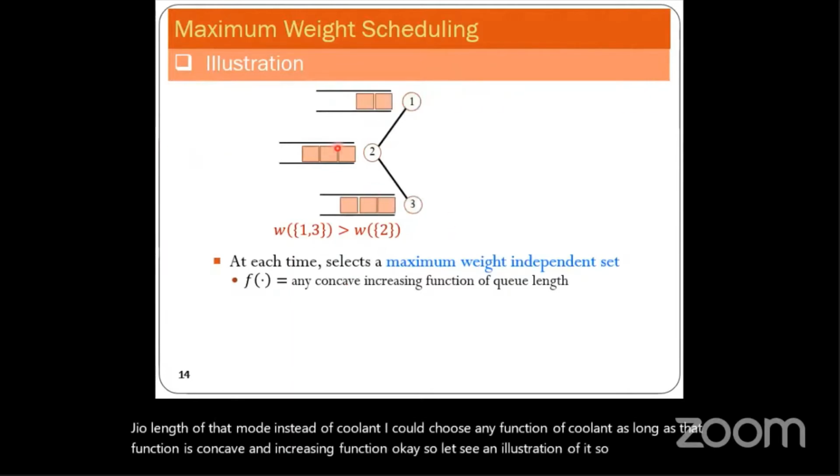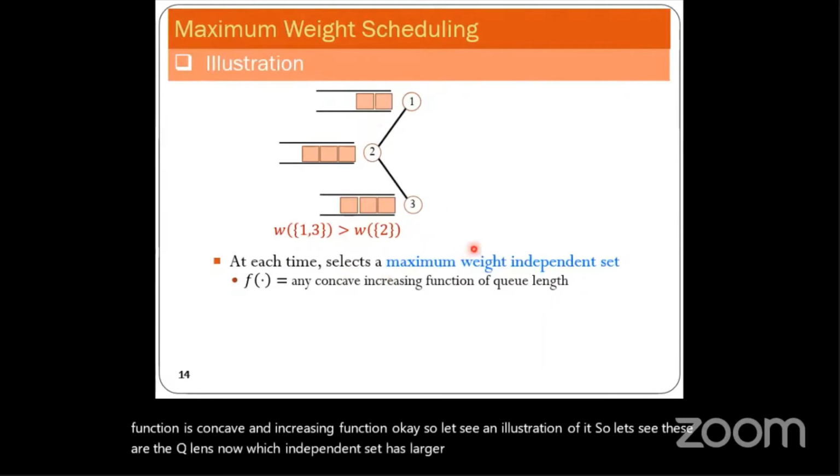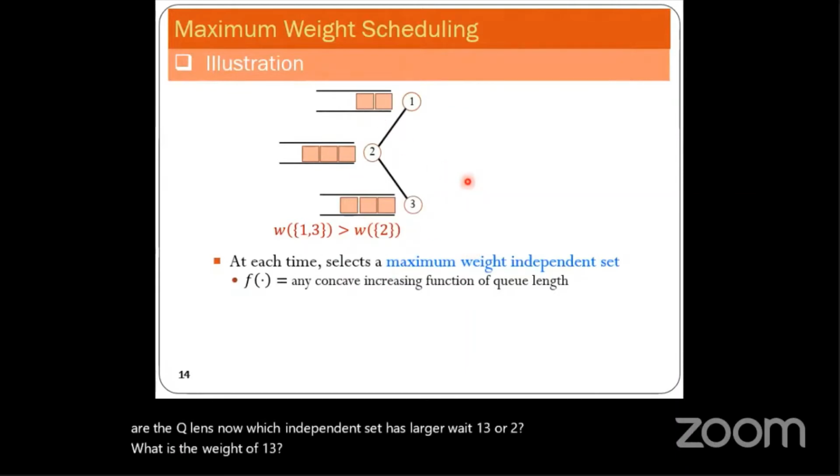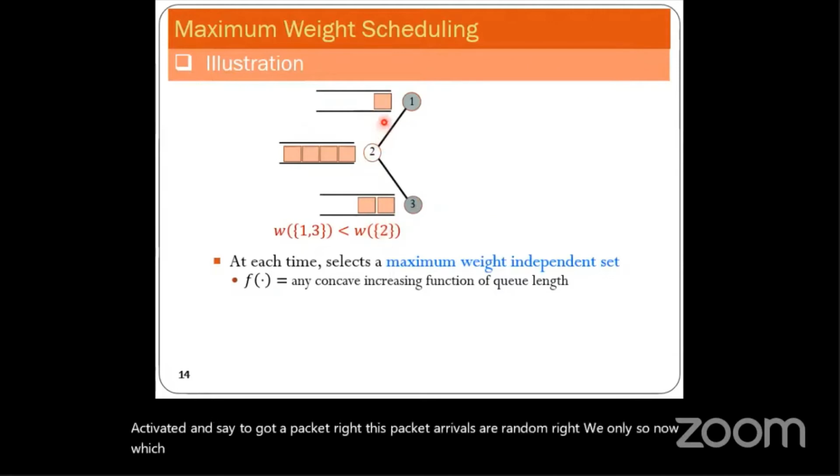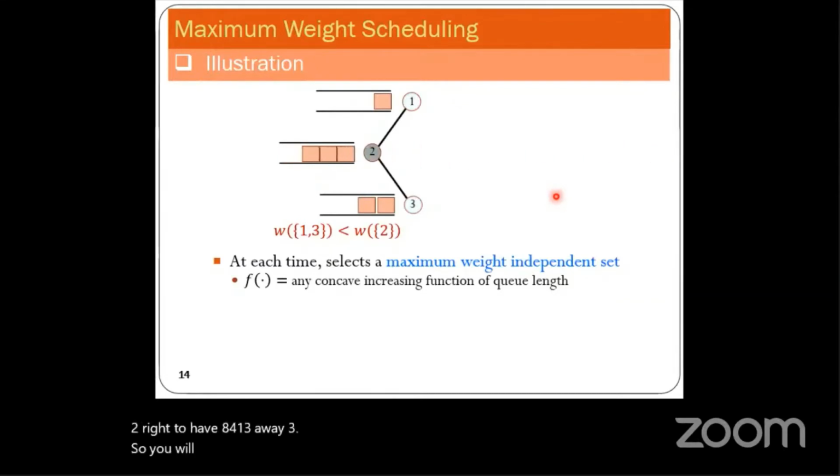So let's see, these are the Q lengths. Now, which independent set has larger weight, {1, 3} or {2}? What is the weight of {1, 3}? It is the sum of weights of 1 and 3, the Q lengths. The weight of {1, 3} is 5. Weight of 2? 3. So which one will you activate? {1, 3}. Activated. And say 2 got a packet. These packet arrivals are random, right? Now which one has larger weight between {1, 3} and {2}? 2 has weight 4, {1, 3} has weight 3. So you will activate 2. And so on, right? So it's clear what the max weight independent set algorithm is.